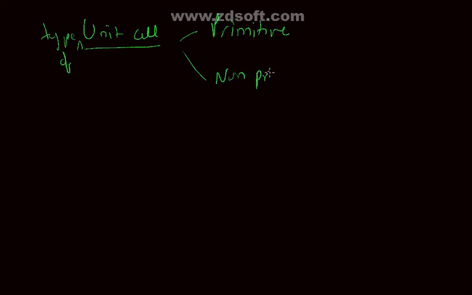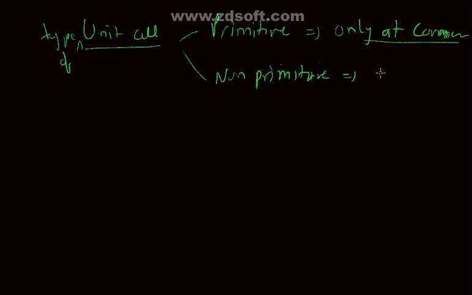Now let's talk further about the types of unit cell. Unit cells are broadly classified into two categories. The first one is primitive. The second one is non-primitive. Now the question comes, what is primitive? Primitive are those unit cells in which atoms, ions or molecules are present only at the corner of the cube.